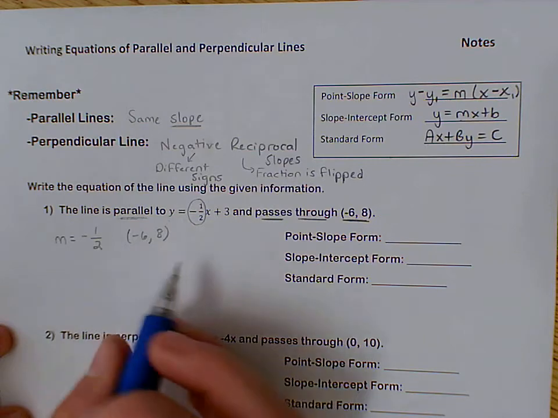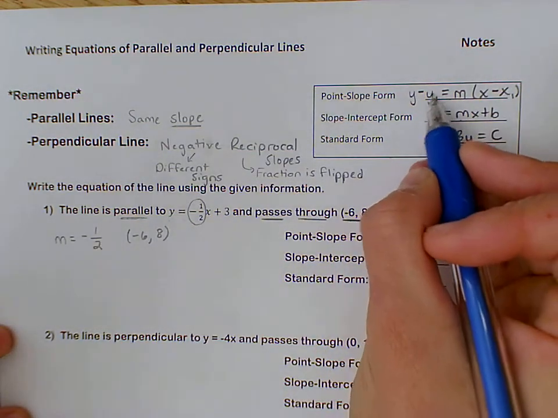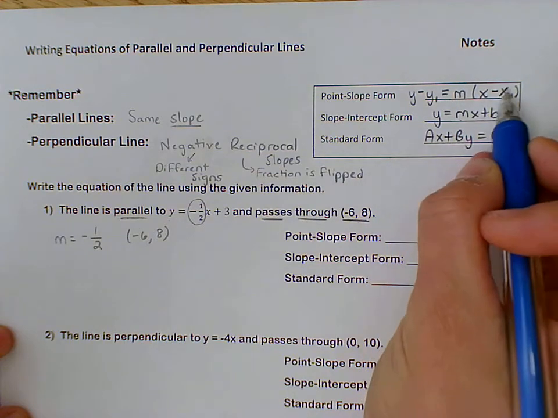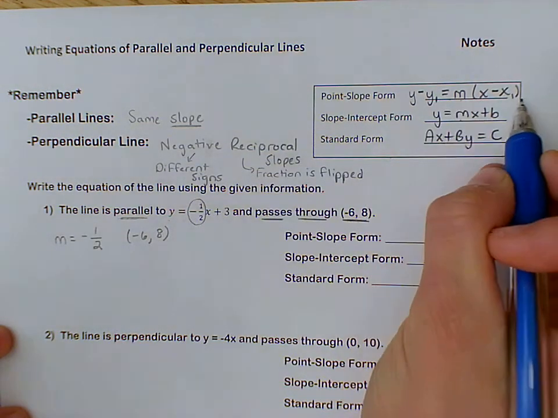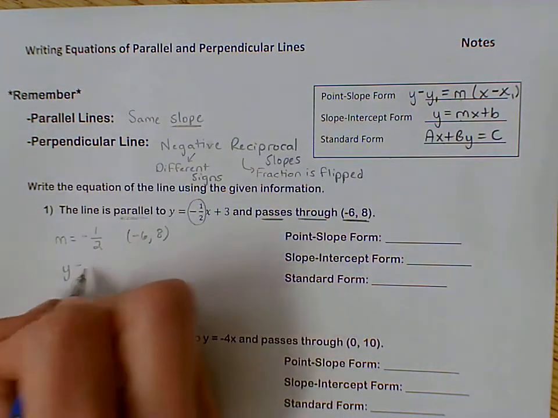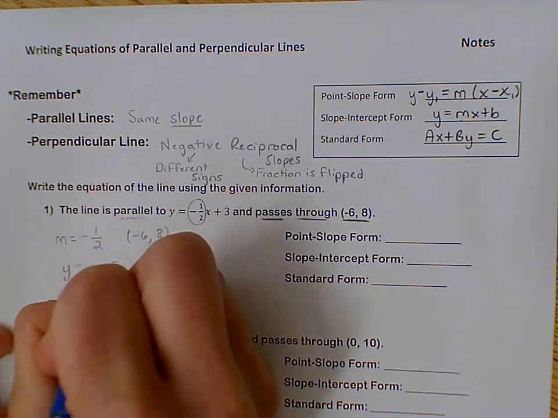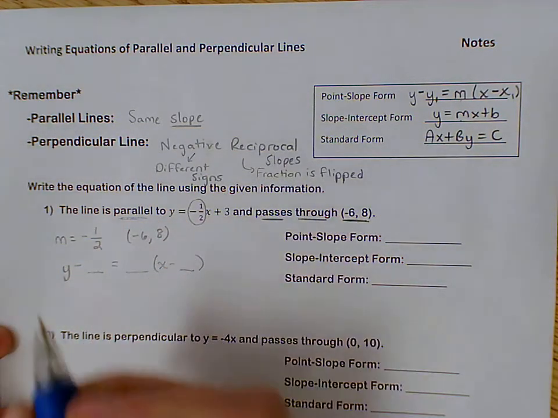All right, so point slope form, remember you copy this down, but you're going to leave a blank for where you're going to plug in. So we're going to leave a blank for the y1, the m, and then the x1. Okay, so it's going to be y minus a blank equals a blank, x minus a blank, okay? And then you plug in.